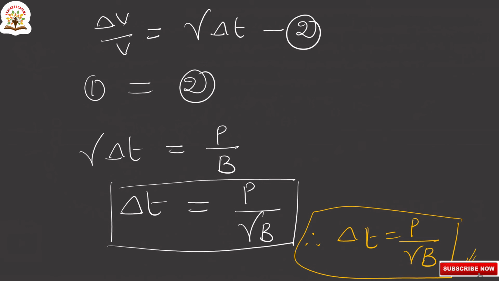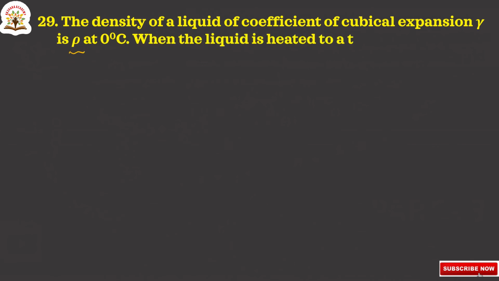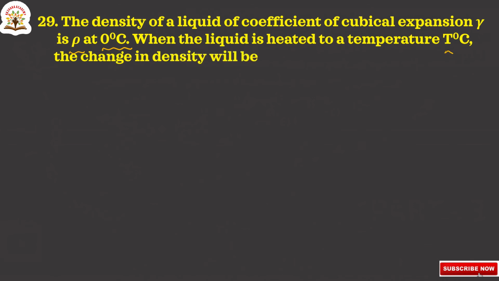Okay, next we'll go to the next question. The density of a liquid of coefficient of cubical expansion gamma is rho at 0 degree centigrade. When the liquid is heated to a temperature T degree centigrade, the change in the density will be. Here we have to calculate a change in density. Let us go to the solution.